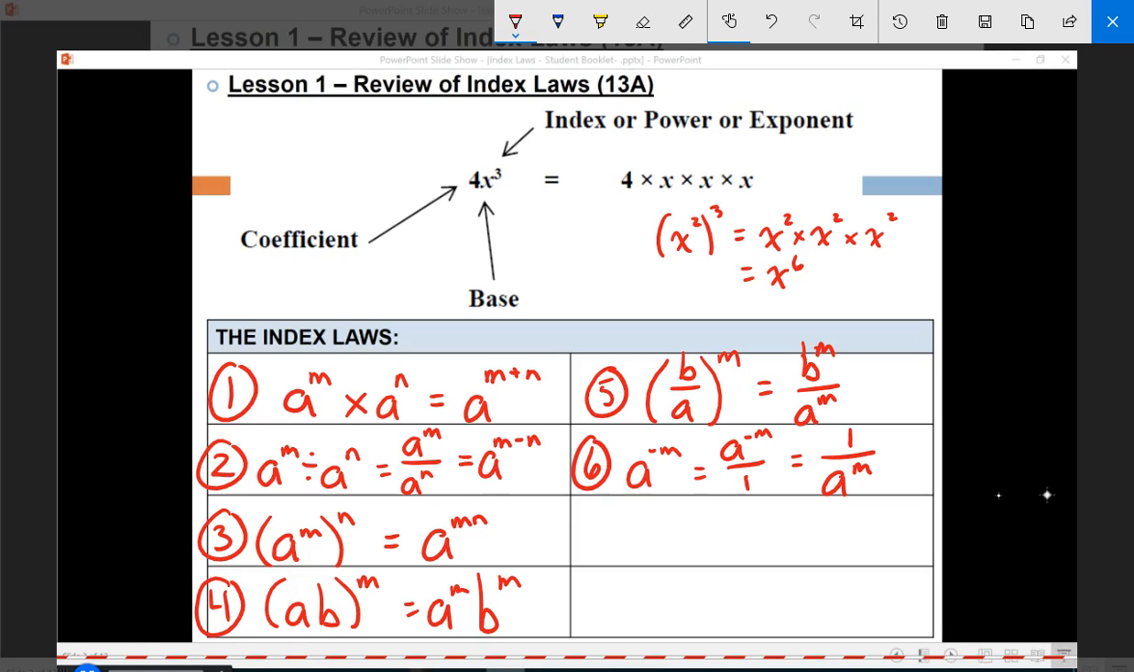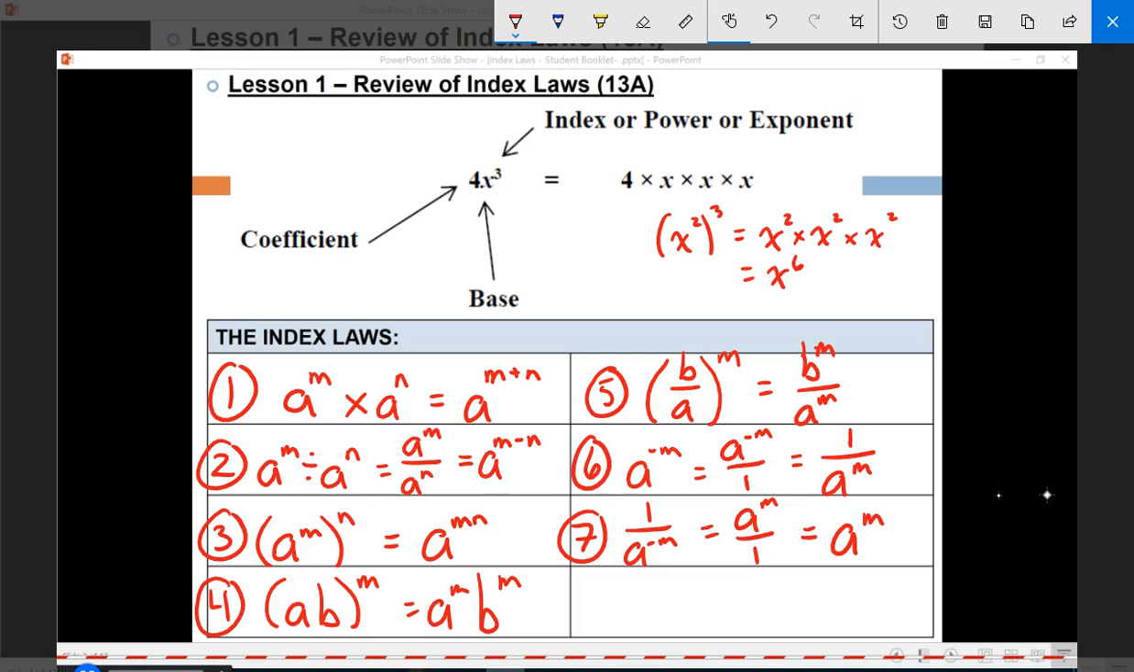And I can go the other way, too. If I had 1 over a to the negative m, that would just be a to the m over 1. Because I moved the term with the index up, and that changes its sign, and that makes it a positive m on the top of the fraction. But guys, do I need to write over 1? No, I can just write it as a to the m.